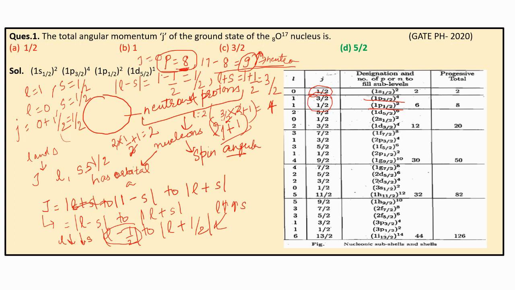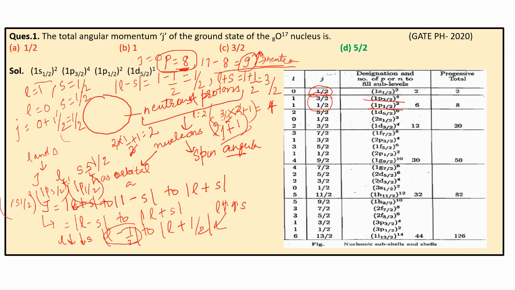So they will couple to give J equals 0 this way. 1s 1/2 will fill 2, 1p 3/2 will fill 4, and 1p 1/2 can fill 2. That means they are all filled. The only deciding factor will be the neutron. So let's just fill the neutron.